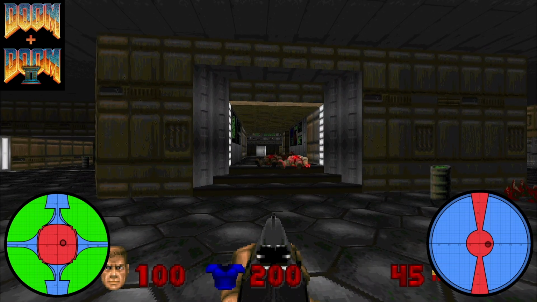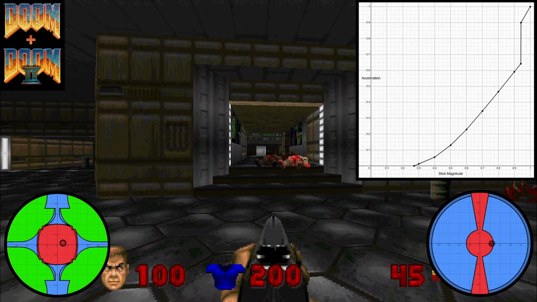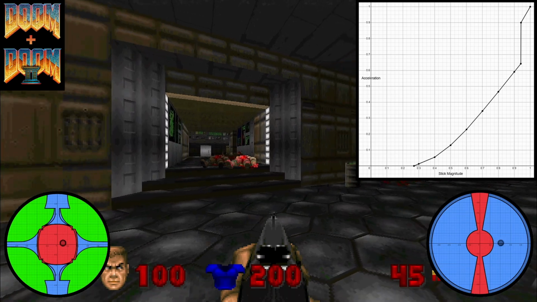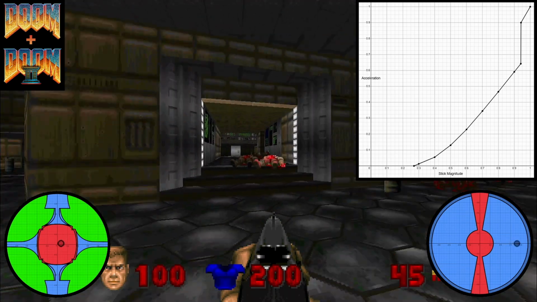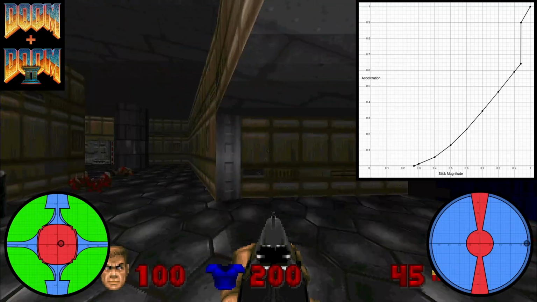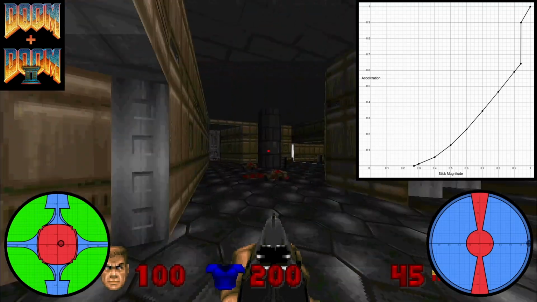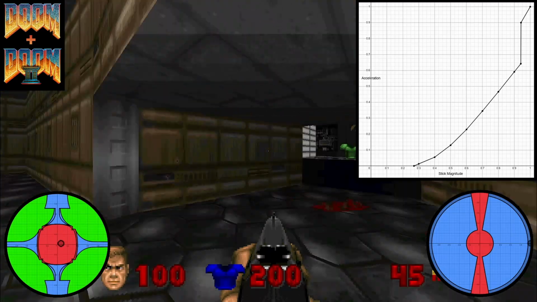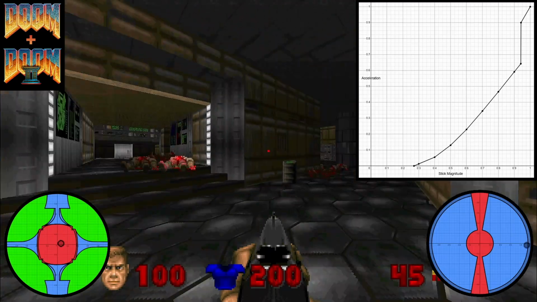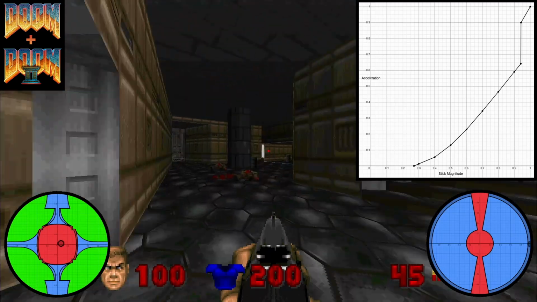But the acceleration curve is an exponential, and it starts out pretty slow, but then builds up faster as you move the stick further. Until it hits a shaded region, which represents a jump in turn speed, and then increases gradually until the maximum stick tilt.